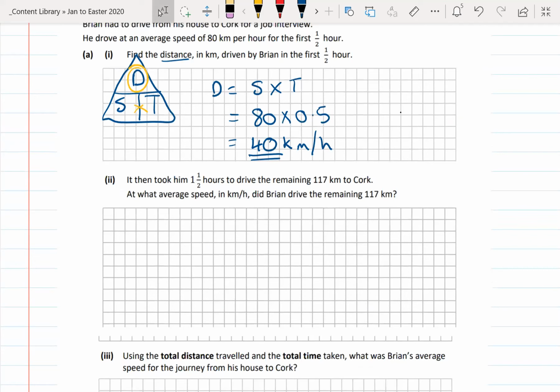It then took him 1.5 hours to drive the remaining 117 kilometers to Cork. At what average speed in kilometers per hour did Brian drive the remaining distance? So this time we're looking for speed. Again, use our triangle. It's a bit silly, but it works. If you're looking for speed, then it's going to be distance over time.